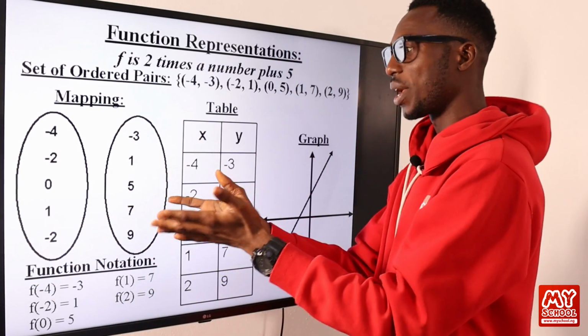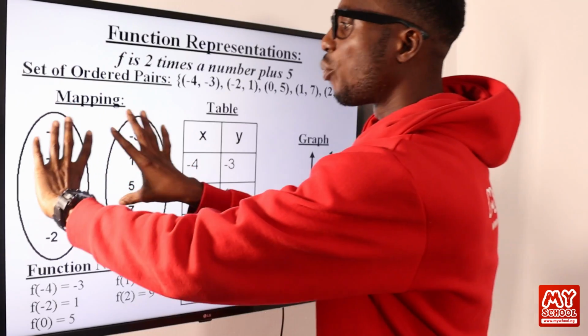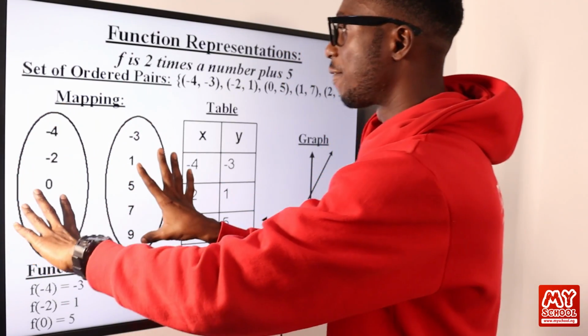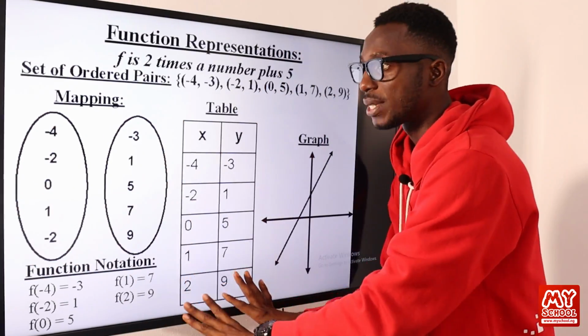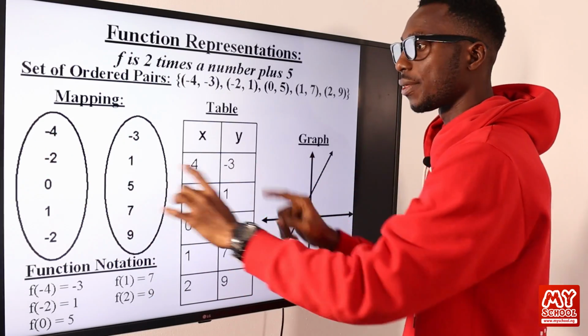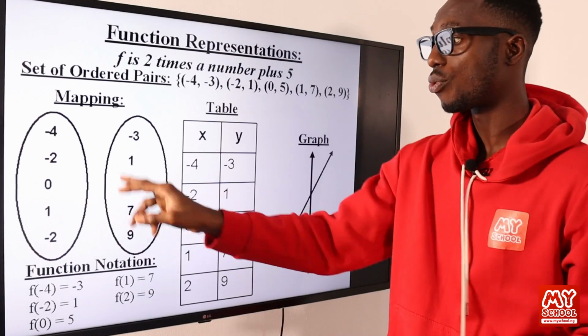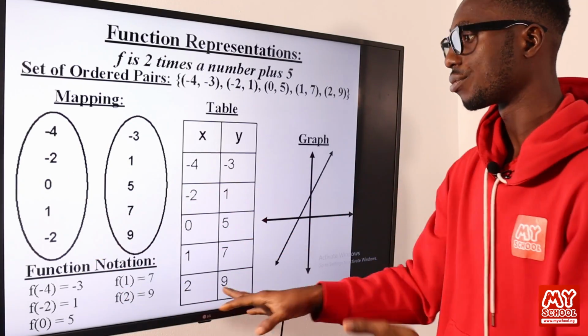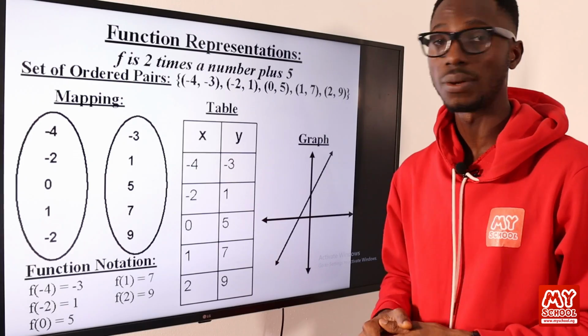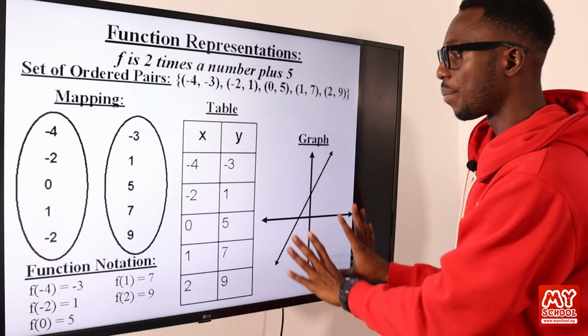So we can see what is happening. This is arrow mapping to represent a function. This is tabular mapping to represent the function. Just the same thing: -4, -3, -2, 1. You can see 1, 5, 9, like that. 0, 1, 1, 5, then -2, and then 9, -2. That's an omission, please. All right, so we can see the graphical representation.